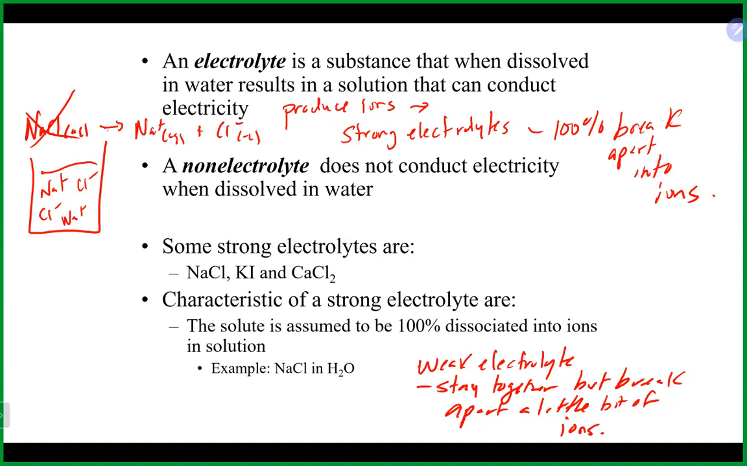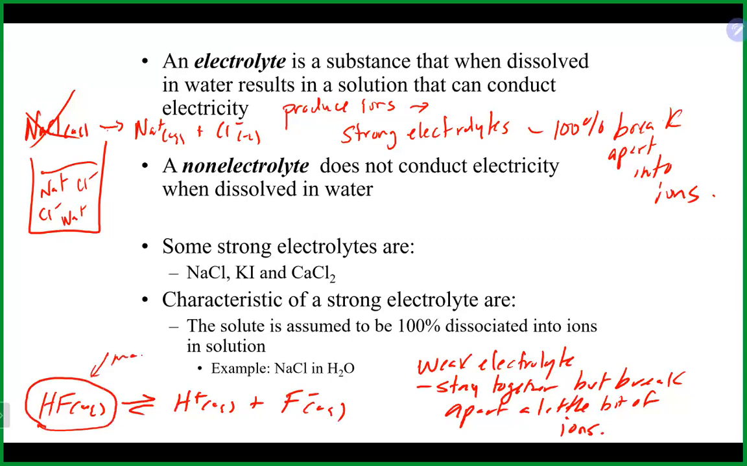So weak acids, weak bases, for example, are very common weak electrolytes. We could recognize these by really two-way arrows. For example, hydrofluoric acid is a weak acid, which is a weak electrolyte. In solution, you mainly have this guy, but you have a little of these guys.